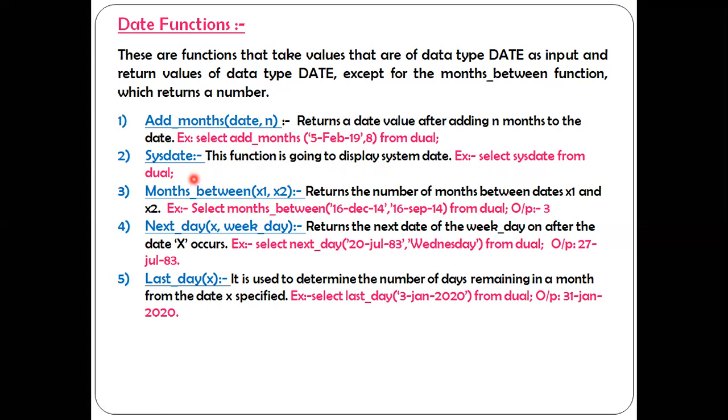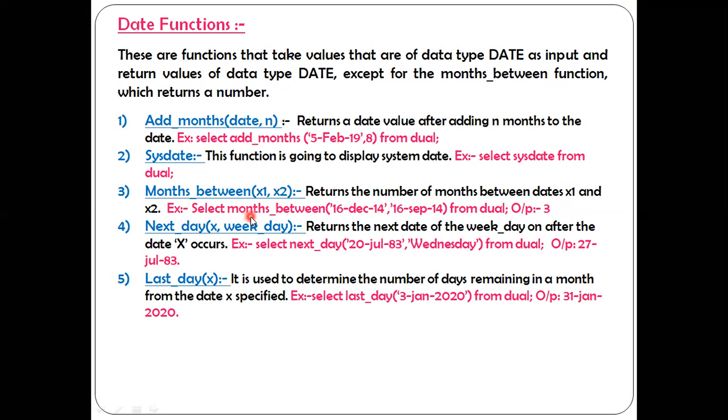Got it. The third one, MONTHS_BETWEEN. How many parameters? 2 parameters, x1 and x2. It returns the number of months between dates x1 and x2. Have a look at this example.